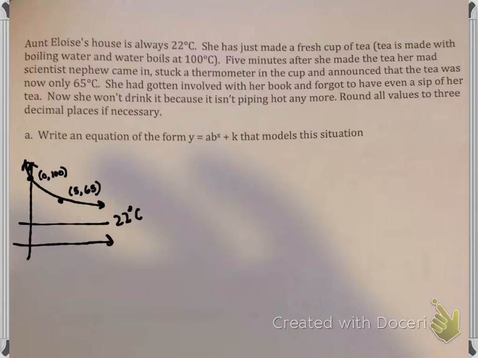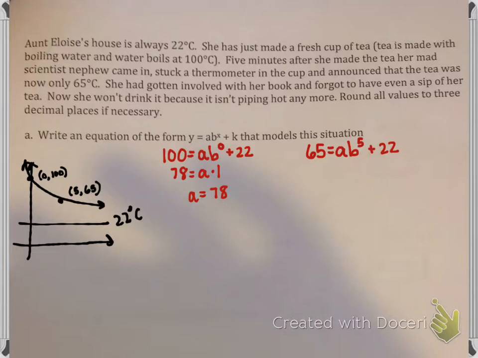Alright, so I have my 2 points. I know my asymptote, my k, is going to be at 22, so I go ahead and just plug in those 2 points, just like we did on the last one, with that plus 22 this time. Then I take both of those equations, and again I have b to the 0 power, which is just 1. So you're going to see me use that equation on the left, subtract 22, and figure out that my a is just 78.